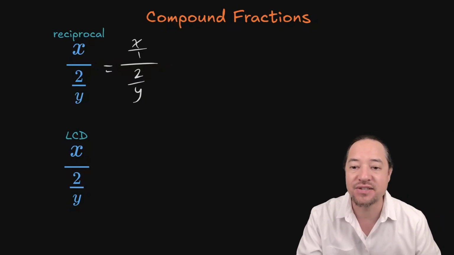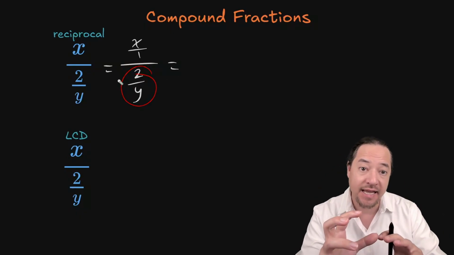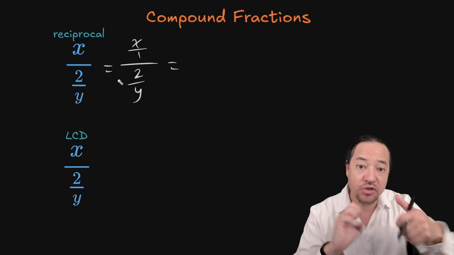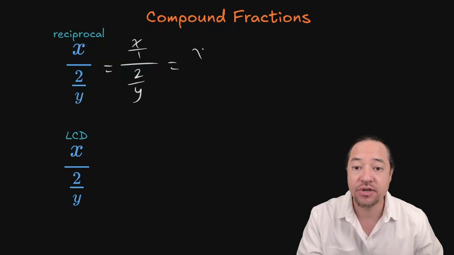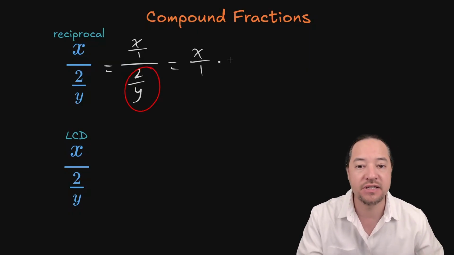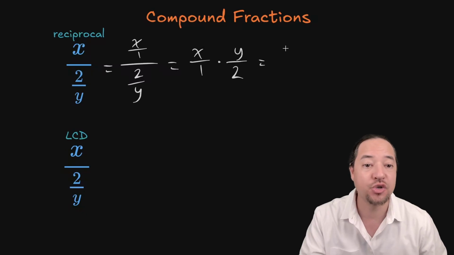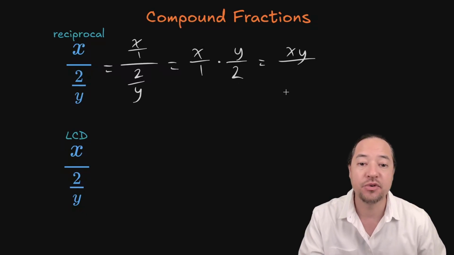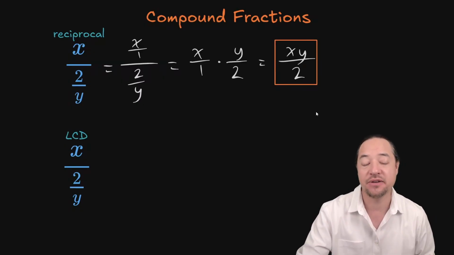What I mean by that is we can take this denominator that's in the larger fraction and get the reciprocal of it and multiply it by the numerator. So we can sort of take it out of the denominator. So this is going to give us x over 1 multiplied by the reciprocal of the denominator. That'll be y over 2. And now it's just multiplication. Multiplication is easy. We just multiply the numerator, so we'll get xy, and then multiply the denominator, so we'll get 2, and that's it. Okay, and that's the answer here. That's how we can simplify this compound fraction.